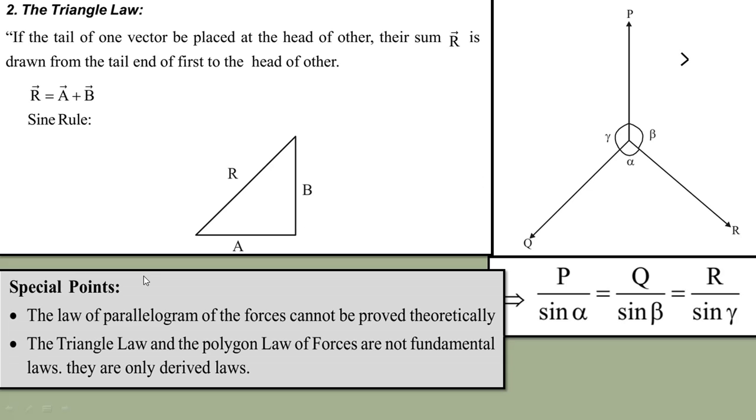Then special points. The law of parallelogram of forces cannot be proved theoretically. The triangle law and the polygon law of forces are not fundamental laws. They are only derived laws. So the triangle law and polygon law of forces are derived laws only.